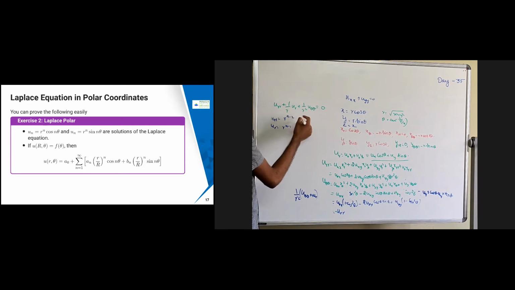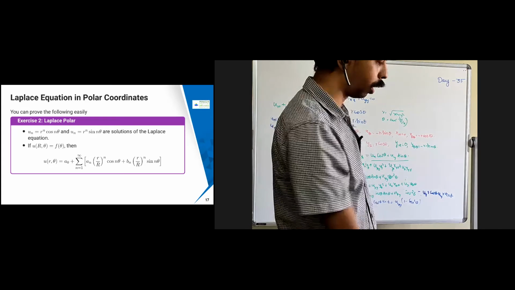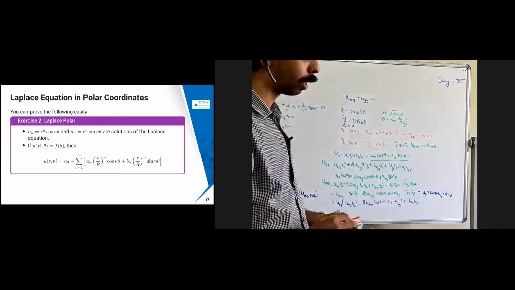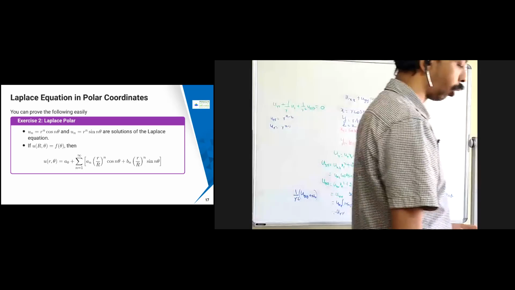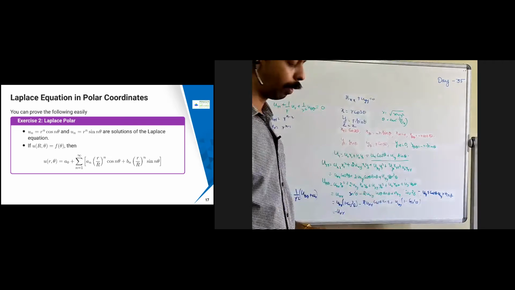Similarly, for u theta theta, where r is not going to be equal, again r power n minus 2 is going to come. So everywhere r power n minus 2 will come, and the remaining things will get cancelled, so 0 is going to come. So this one you can get: r power n into cos theta, r power n into sin theta is going to be the solution.